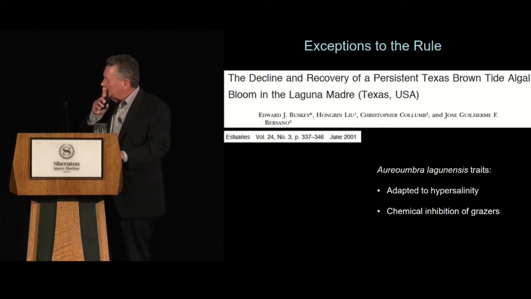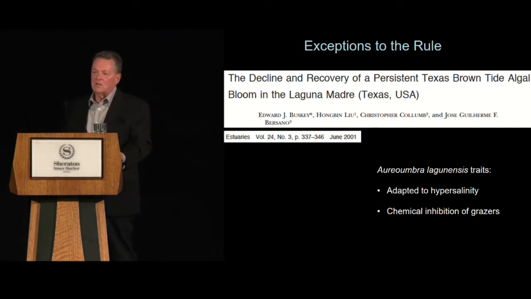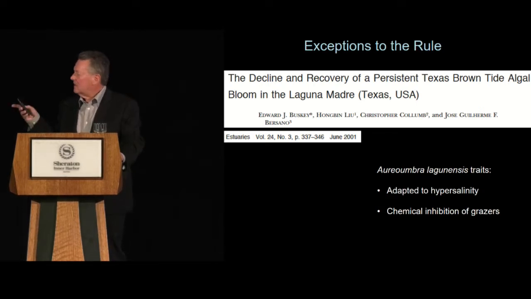And the author, Ed Buskey, and other authors of this explained this on the basis of a couple of traits of this pelagophyte. One is that it is adapted to hypersalinity. I think a key to the development of these blooms was sustained drought leading to hypersalinity of the lagoon. And this particular organism was adapted to those hypersalinities. The small grazers were not. And also, production of a chemical inhibitor of grazers.